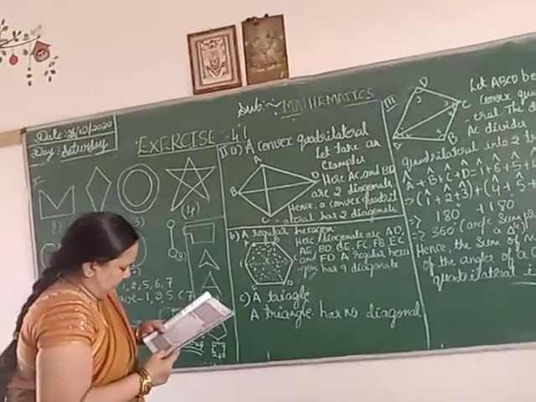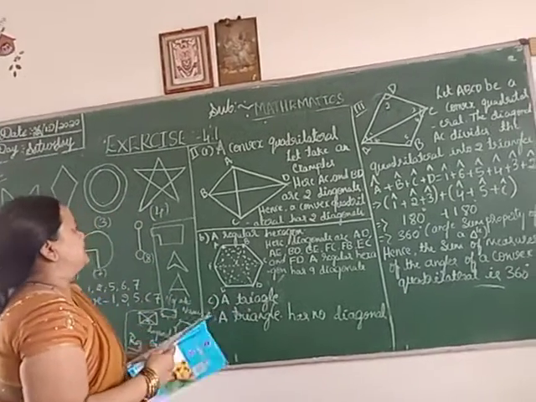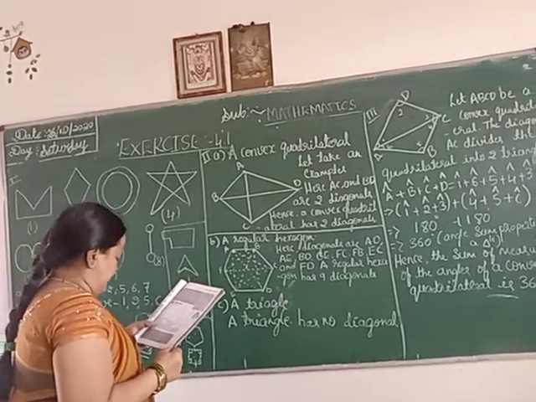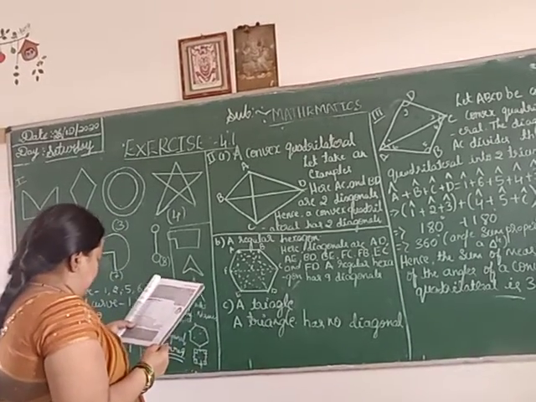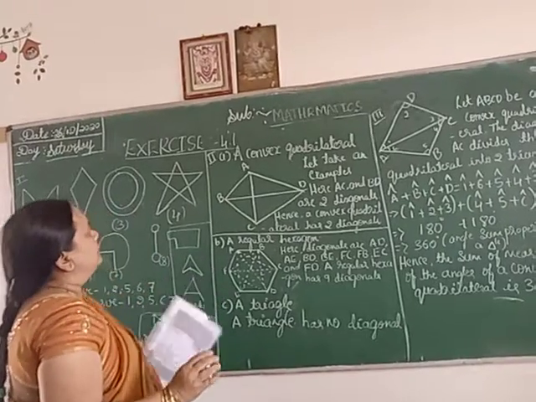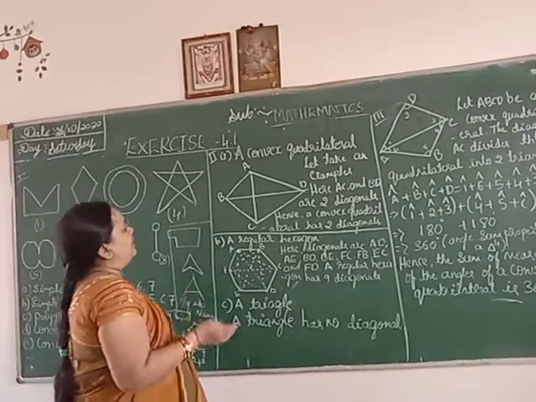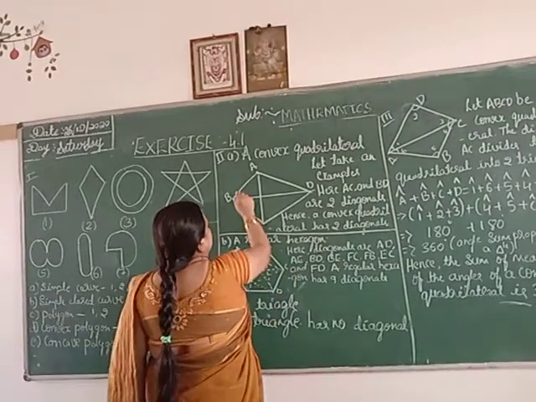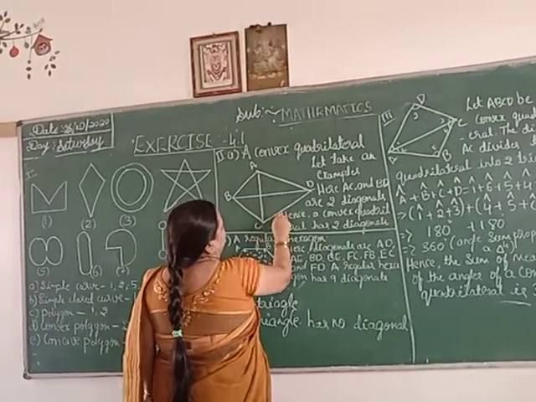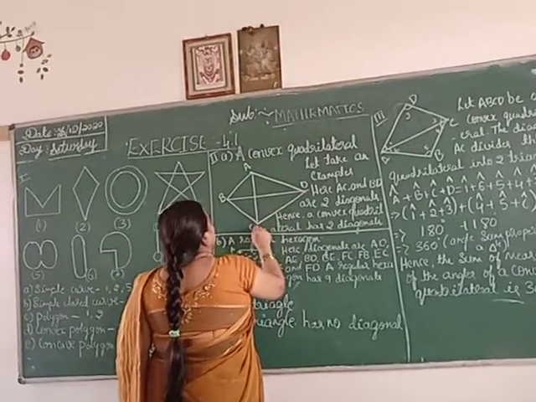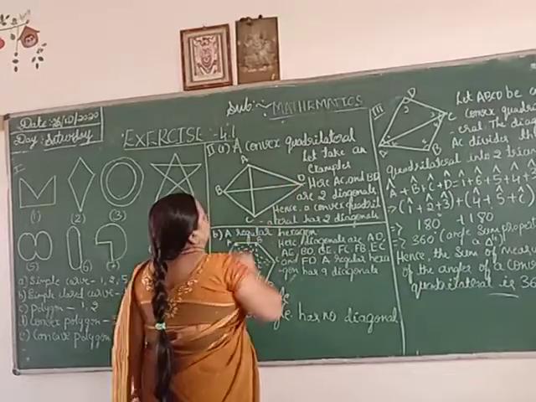How many diagonals does each of the following have? Now they have asked you one by one. First, a convex quadrilateral. You know that a geometrical figure made up of 4 sides is called a quadrilateral. 1, 2, 3, 4, right? But if it has to be convex, every vertex will be bulged.